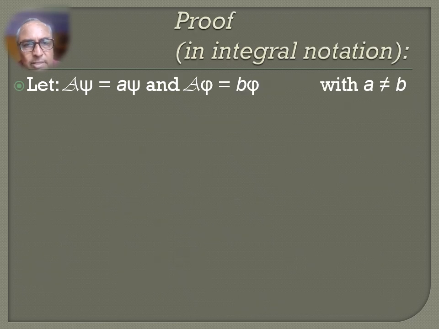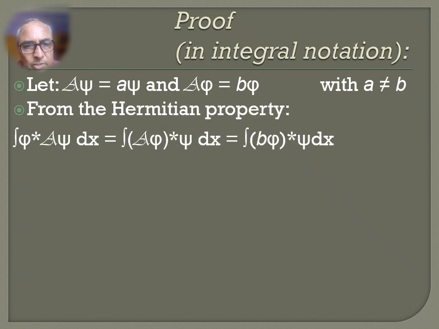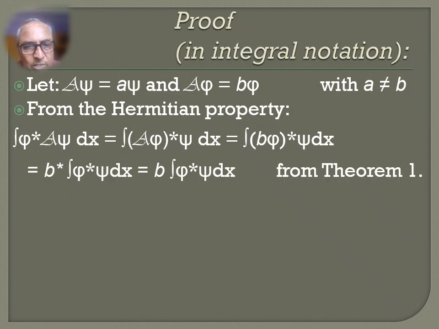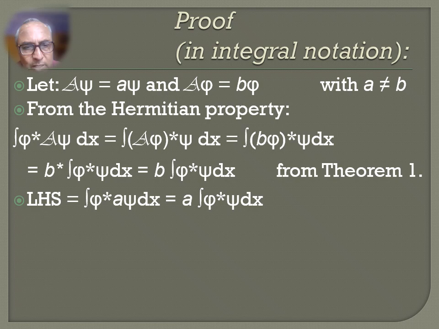Outlining the same proof in integral notation, let A psi equal small a psi and A phi equal small b phi, with a not equal to b. From the Hermitian property, we see that the integral of phi star A psi dx is equal to the integral of (A phi) whole star times psi dx, which is equal to the integral of (b phi) whole star times psi dx, which is equal to b star times the integral of phi star psi dx, which is equal to b times the integral of phi star psi dx, since the eigenvalue b has to be real from theorem 1.